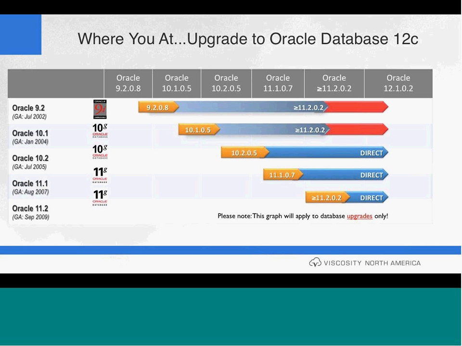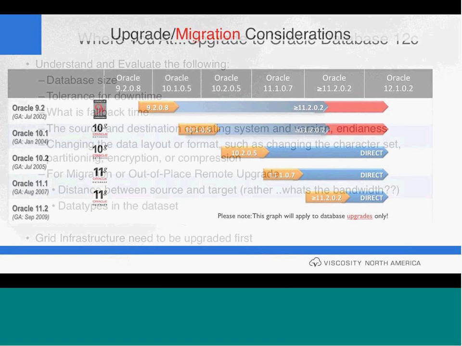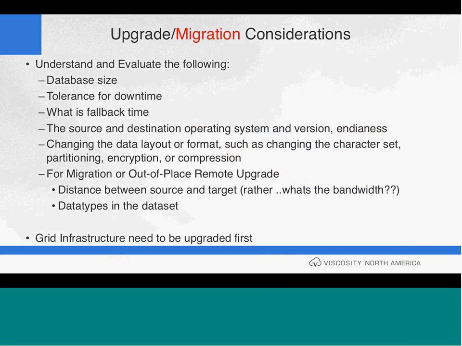This really applies to in-place upgrades. For 9i, 10.1, and even the 10.2s, we're not doing it in place. We're doing those as an out-of-place migration coupled with upgrade. So we're doing a 9i upgrade using GoldenGate to get to 12.1. And we'll have a couple of slides here specifically around upgrades.